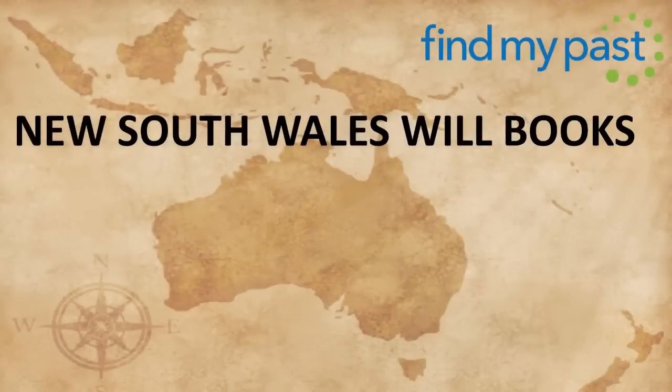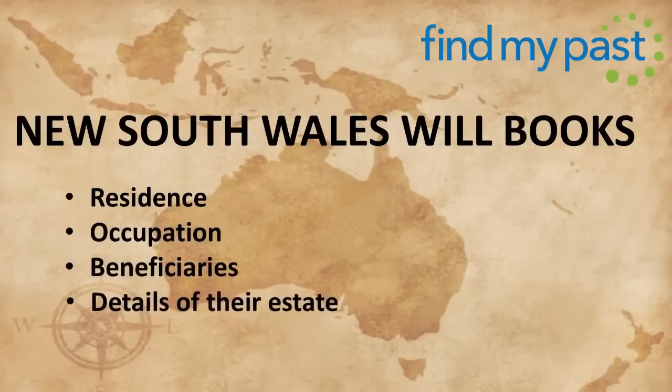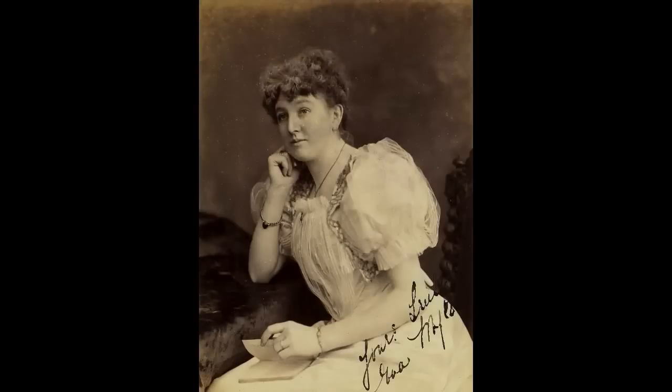From these records, you'll be able to determine where they were residing, their occupation, named beneficiaries, the details of their estate, the date of death. Even if your ancestor didn't leave a will, they may still be included as dying intestate, as was the case with Mel Gibson's famous paternal grandmother, Eva Gibson.